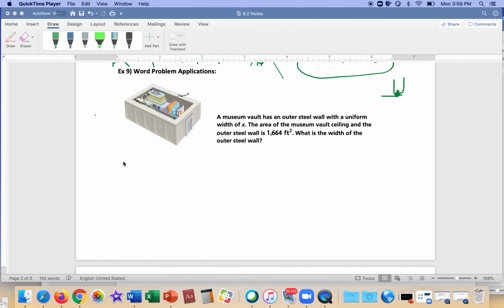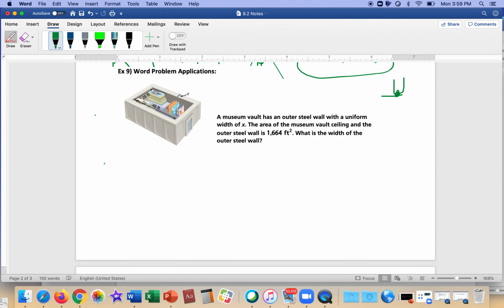Next problem, when we look at it, we know that area equals length times width, right? So when it's word problems, we want to see if we can come up with a general formula, then plug in what we know. So if we know that the area of the vault ceiling and the outer steel wall, so that means the area of the whole entire thing, right, is 1,664, we can plug that in the area spot, square feet.